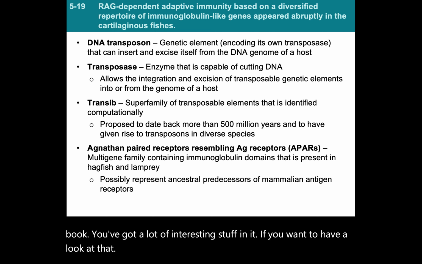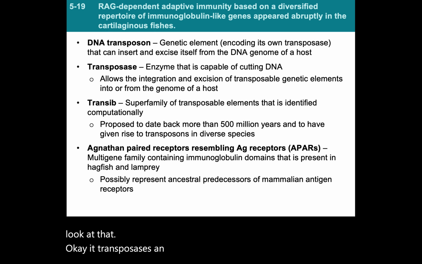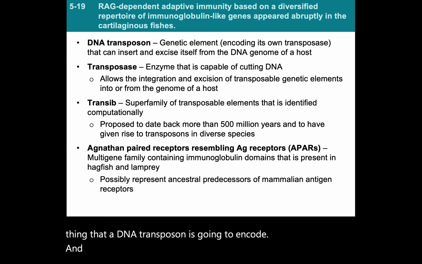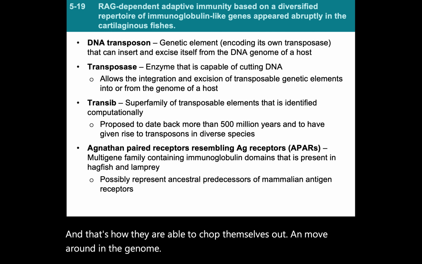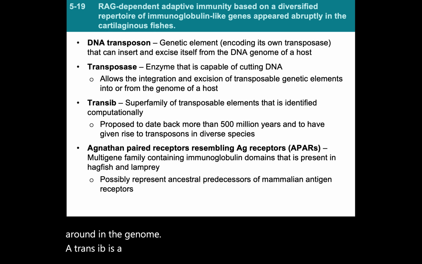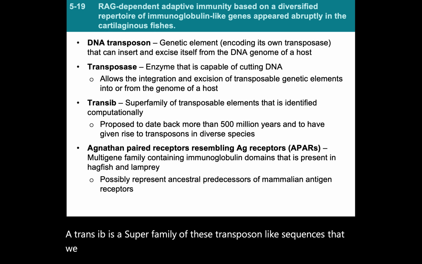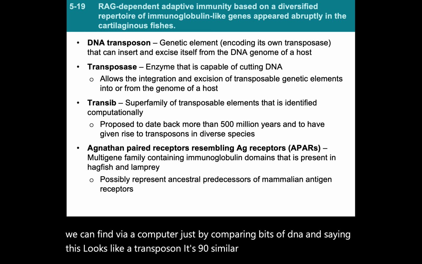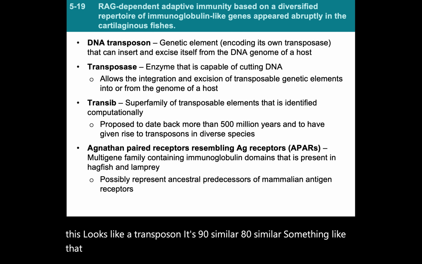Okay, a transposase is an enzyme that cuts DNA, and that's the thing that a DNA transposon is going to encode. That's how they're able to chop themselves out and move around in the genome. A transib is a superfamily of these transposon-like sequences that we can find via a computer just by comparing bits of DNA and saying, oh, this looks like a transposon. It's 90% similar, 80% similar, something like that. And yeah, you can find these things.